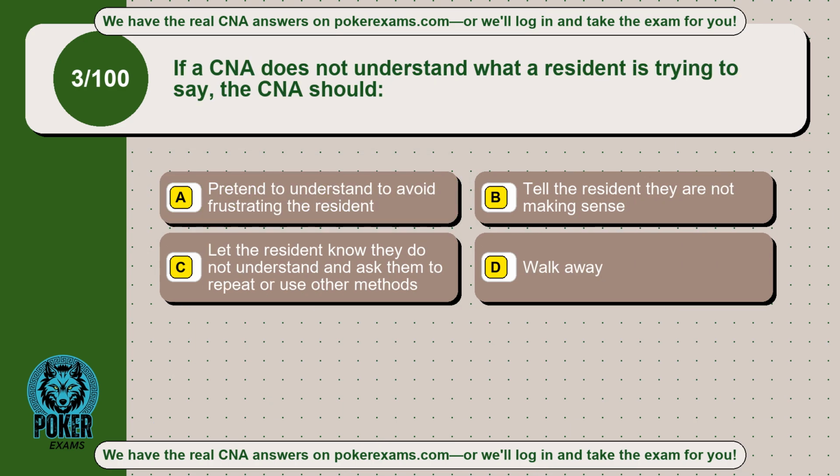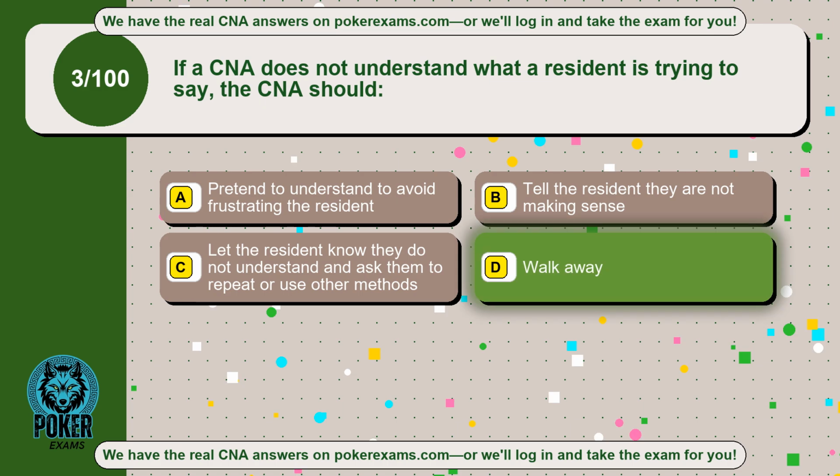Question 3. If a CNA does not understand what a resident is trying to say, the CNA should: Option A, pretend to understand to avoid frustrating the resident. Option B, tell the resident they are not making sense. Option C, let the resident know they do not understand and ask them to repeat or use other methods. Option D, walk away. The correct answer is option D.